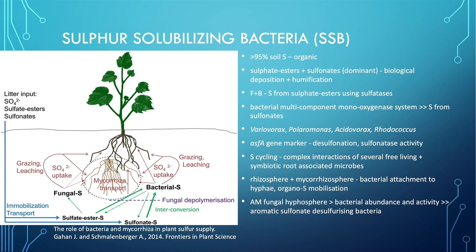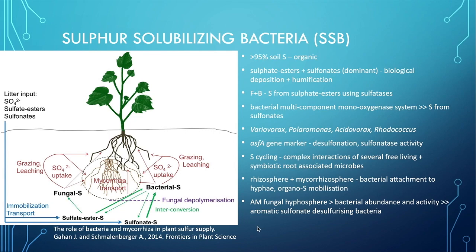In arbuscular mycorrhizal fungi, the hyphosphere increases bacterial abundance and activity and leads to aromatic sulfonate desulfurizing bacteria. So it promotes the activity of these bacteria. The hyphosphere, where the hyphae are the fungal cells on the roots, allows this abundance and activity of these particular bacteria that can desulfurize organic material and, from aromatic compounds, access the sulfur for the plant.